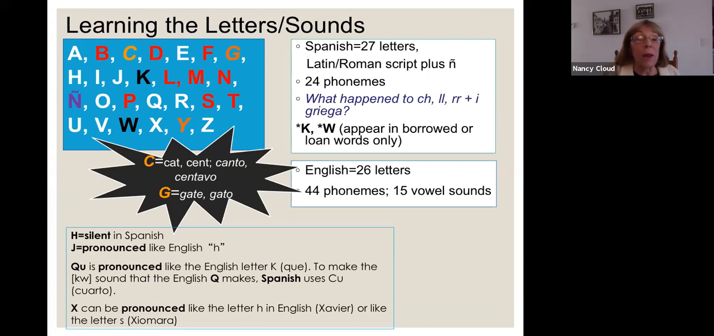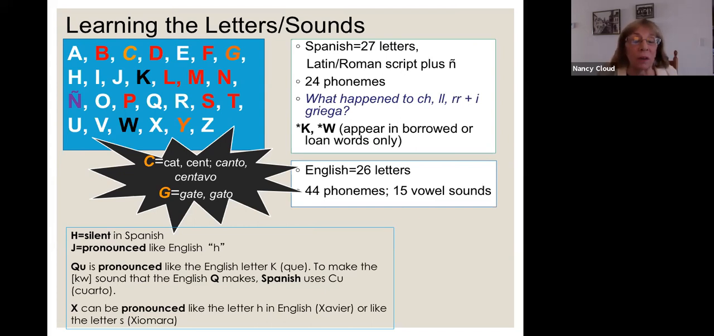So some of the ways that H and J and Q and X are different in Spanish are shown to you in that box. So we know that X can be pronounced like the letter H, as in Javier, or like the letter S, as in Xiomara, right? And that has to do with word origin. And then the rest, I think you know, I'm not going to read it to you.